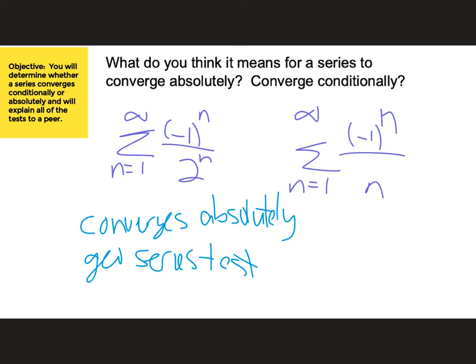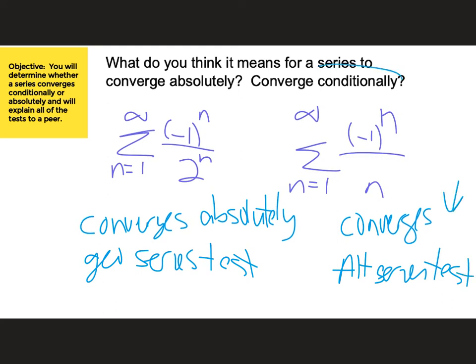For this next one, this one converges by the alternating series test. But this one converges conditionally. Because if I ignore that negative 1 to the n, then I have 1/n, and 1/n does not converge. That's the harmonic series. So we have to have the negative 1 to the n there in order for us to converge. So that's the conditionally part. The conditionally part says I need the negative 1 alternator in order to converge. If I don't have that, then I do not converge.